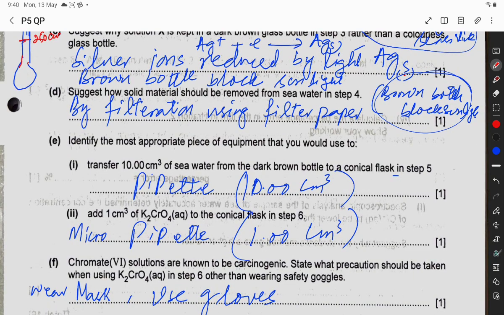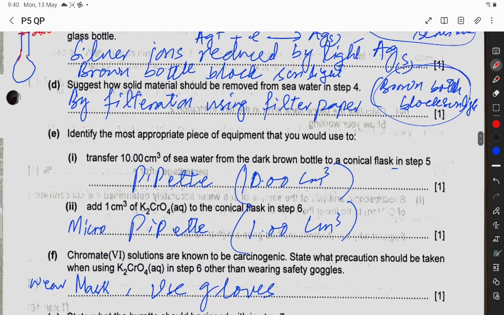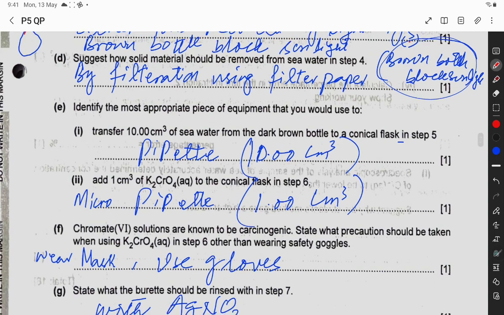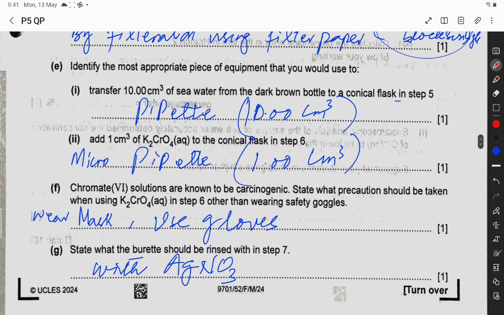Suggest how solid material should be removed from seawater in step 4: by filtration using filter paper. Identify the most appropriate piece of equipment that you would use to transfer 10 cm³ of seawater from the dark brown bottle to the conical flask in step 5. So a 10 cm³ pipette is used to transfer 10 cm³ of seawater from the dark brown bottle to the conical flask.